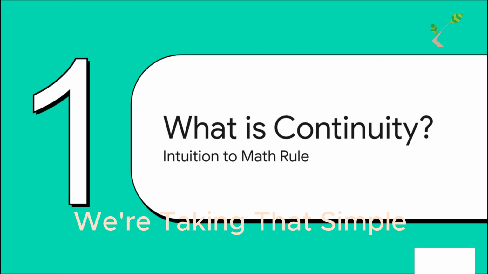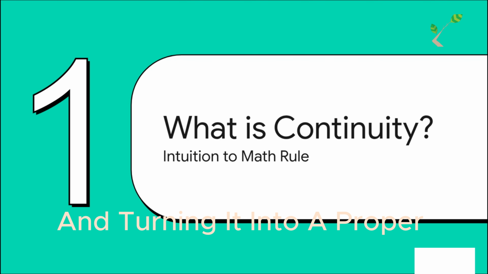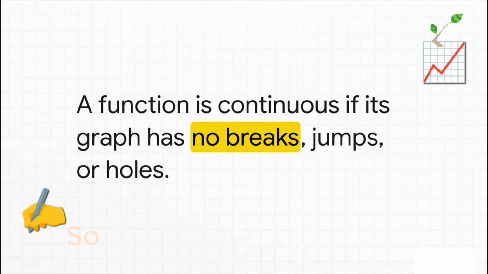We're taking that simple pen test idea and turning it into a proper mathematical rule. So, at its heart, this is what we're talking about. A function is continuous if its graph is just one smooth, unbroken road. If there's a sudden jump, a pothole, or a bridge is out, anything that forces you to lift your pen, then it's not continuous at that spot.